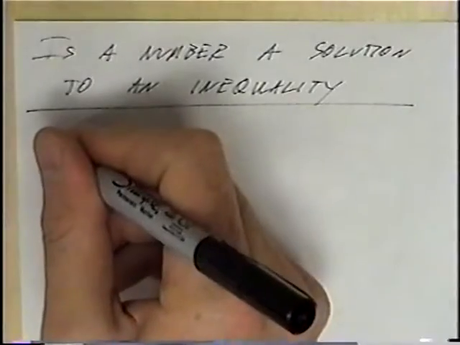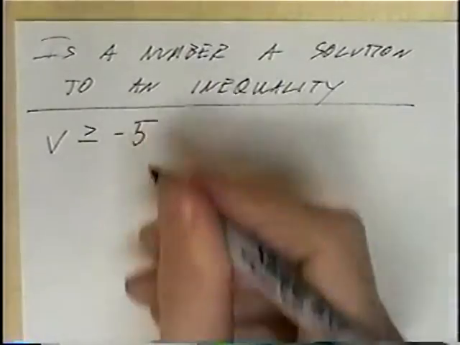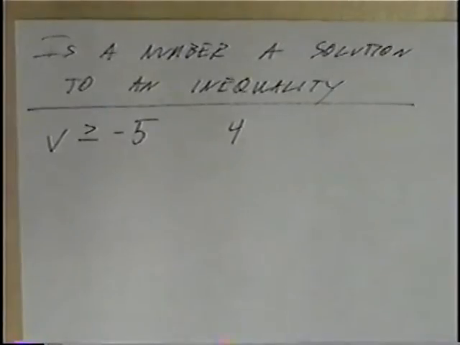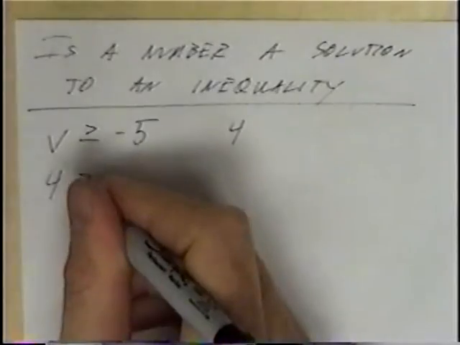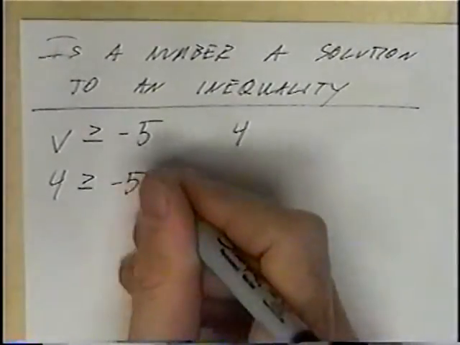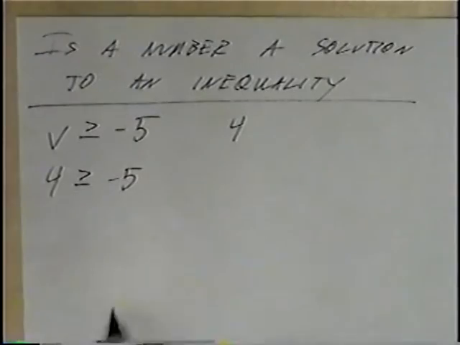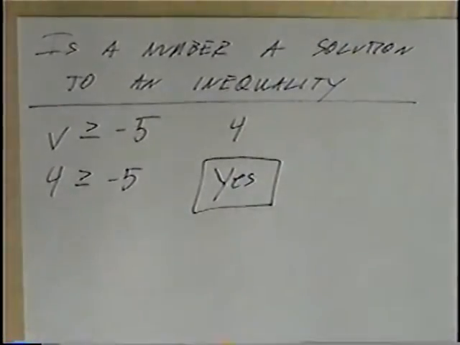First problem is v is greater than or equal to -5, and the number we'll use for this question is 4. Plugging the number in for the variable, we have 4 is greater than or equal to -5. And the question is, is this number a solution? Is 4 greater than or equal to -5? And the answer would be yes. Any positive number is bigger than any negative number.